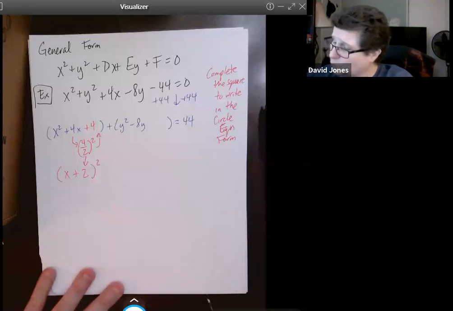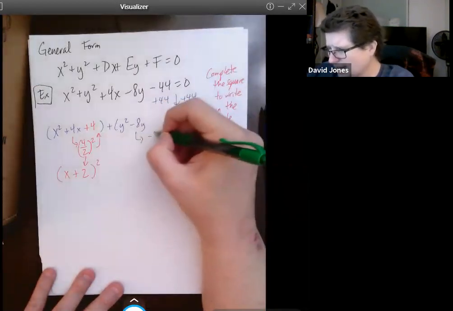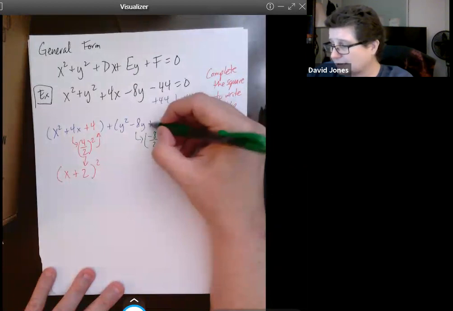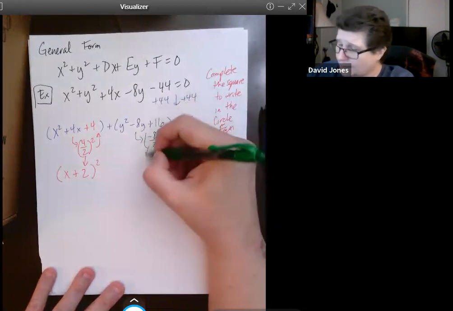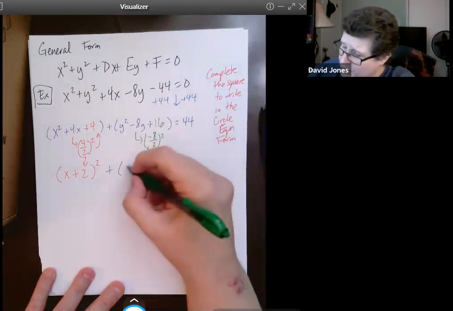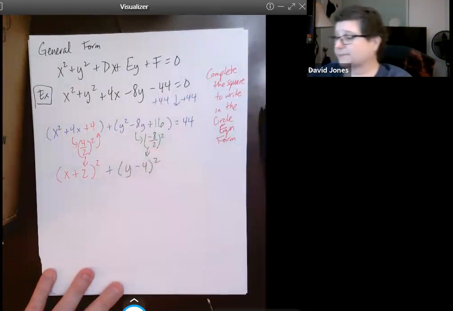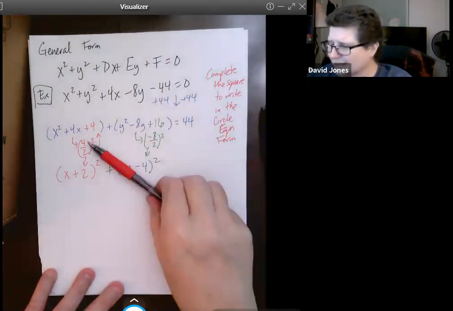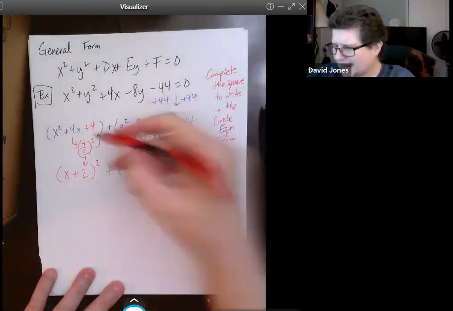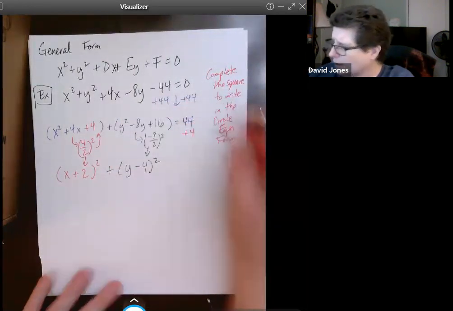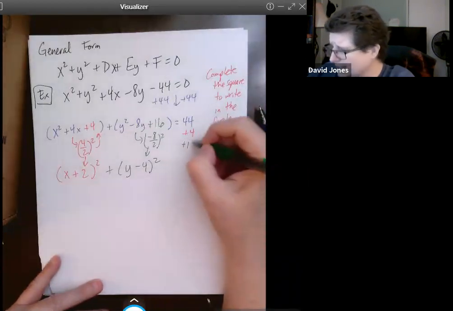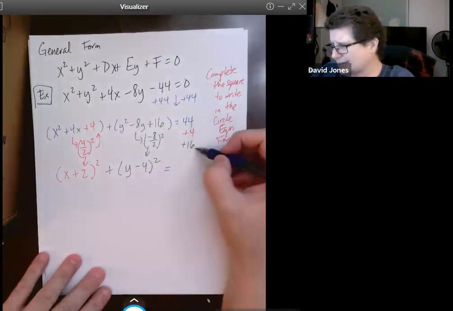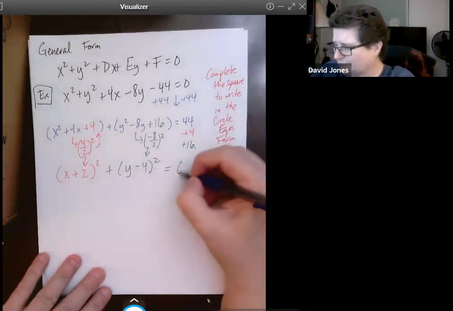I'll do the same thing with y. -8 divided by 2 is -4, squared is 16. And I'll plop that right in, so I got y minus 4 squared. Whatever I added to the left, I need to add to the right. I added 4 and 16, so I'm going to add 4 and 16 over here. And I'm going to get 44 plus 16 is 60, plus 4 is 64.